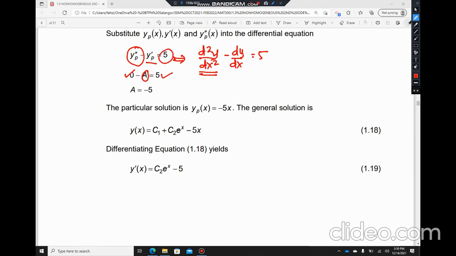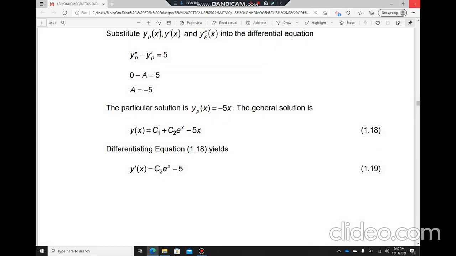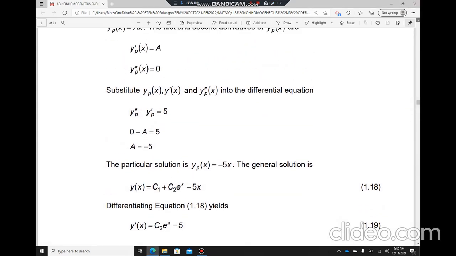So you get A equals negative 5. So the particular solution is Yp equals negative 5x. So kat sini kena make sure ganti balik dalam YP yang ni, yang kita dah create tadi. This one.